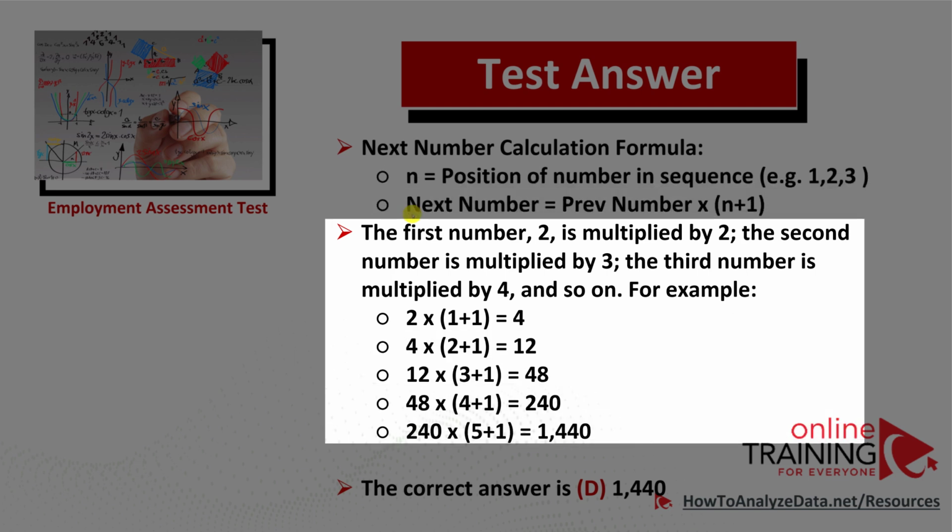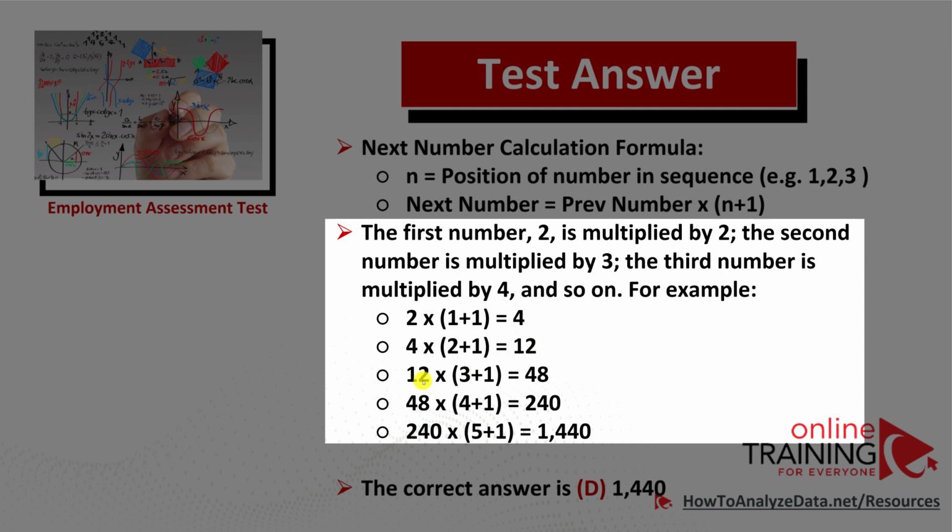So if the first number is 2, then it is multiplied by 2. For example, you see 2 multiplied by 1 plus 1 equals 4. The second number is multiplied by 3, and then the third number is multiplied by 4, and so on. So our number calculations would be, for the second number, 2 multiplied by 1 plus 1 equals 4. For the next number, 4 multiplied by 3 equals 12.